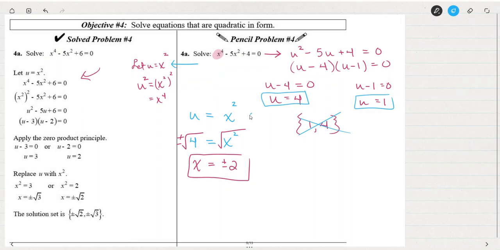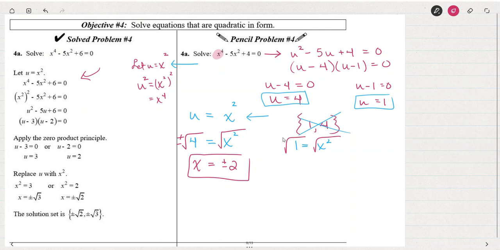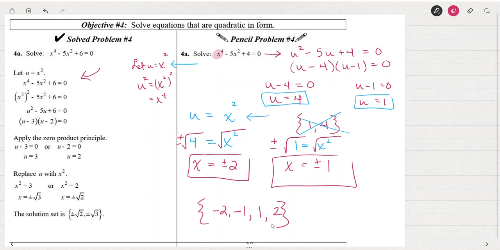If u is x squared, then 1 is x squared. Doing the square root of both sides, we'd get x is plus or minus 1. So the solution set would look like this: negative 2, negative 1, 1 and 2.